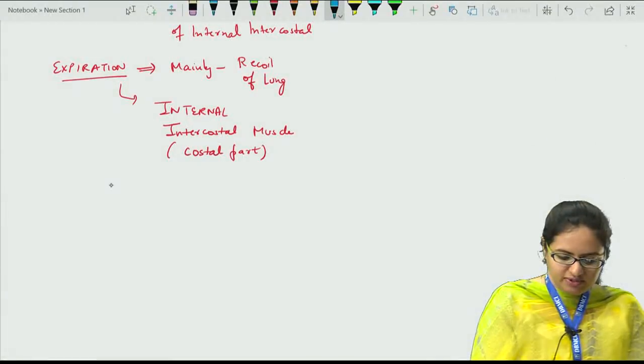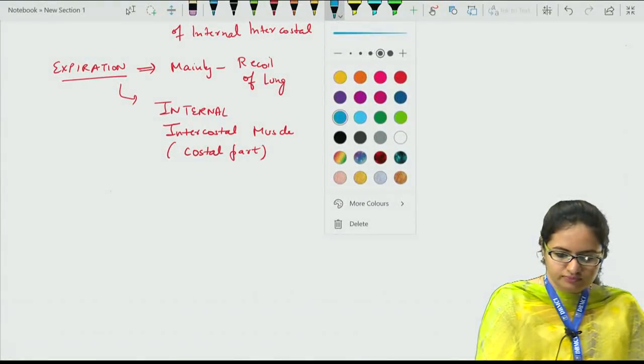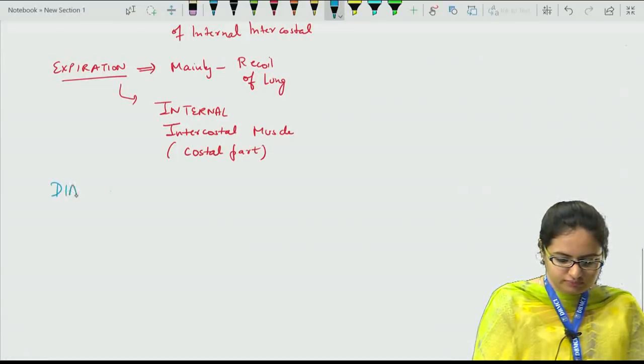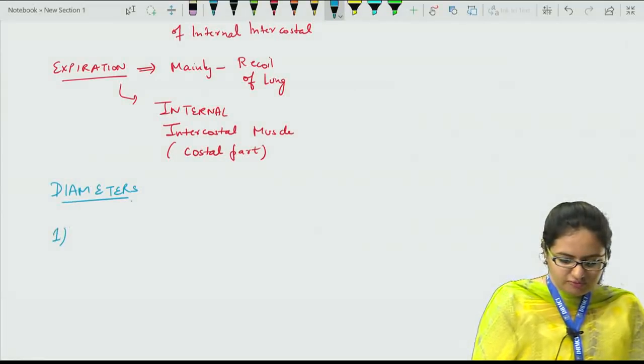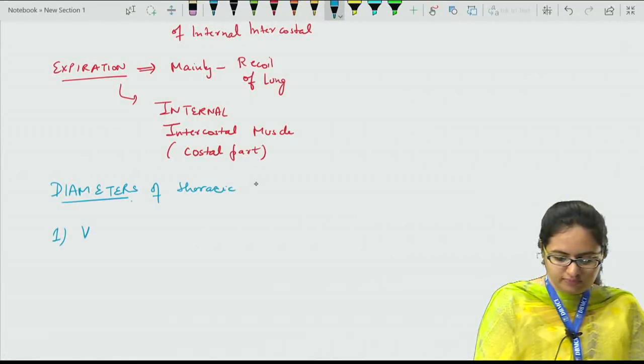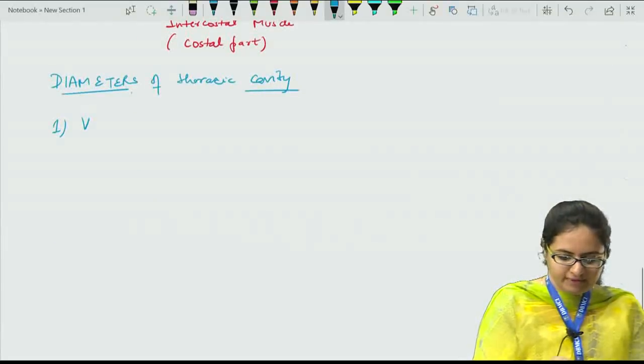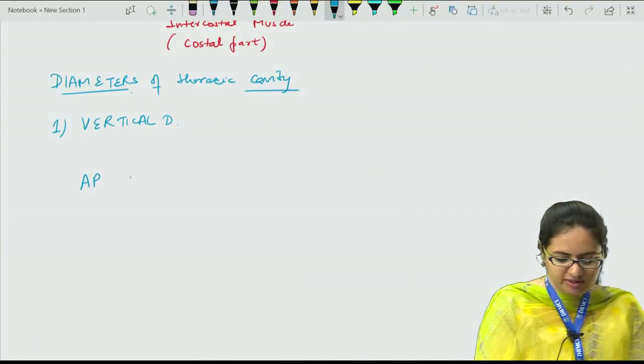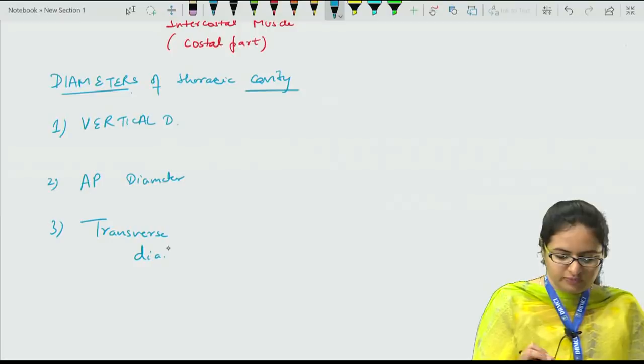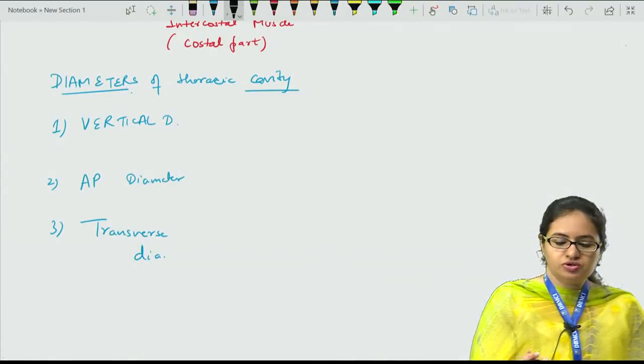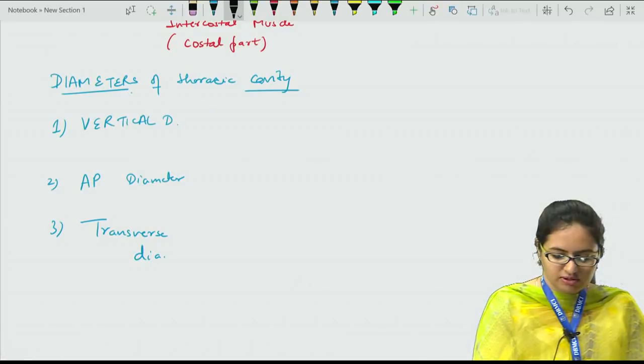Now, if we talk about the various diameters which are present for the thoracic cavity, we have the vertical diameter, then we have the anterior posterior diameter, and we have the transverse diameter. Now how do these diameters change during the process of inspiration or respiration?